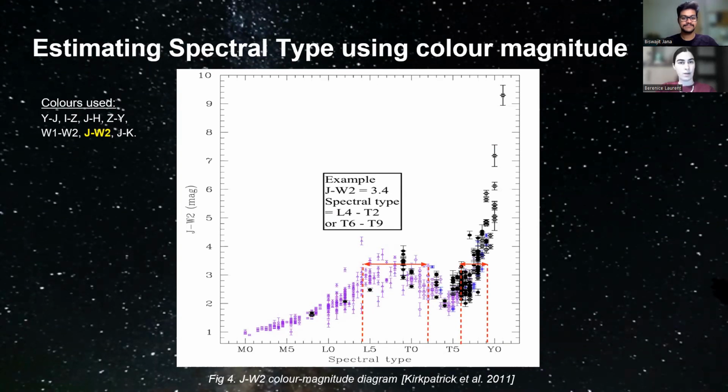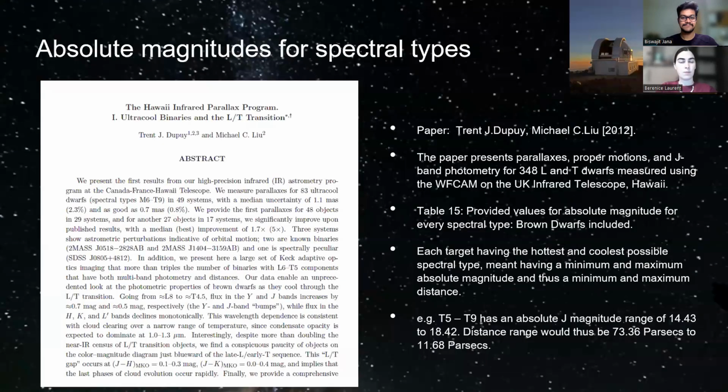We then go to another color diagram for a different color and repeat the process. In this example, for J minus W2, we can see that there is a dip here, which results in two possible spectral ranges. The trend looks different. We would then estimate the spectral range for 7 different colors for each of our targets, and we then determine the most likely spectral range based on which spectral types are most common across the different colors. The absolute magnitudes for the spectral types were estimated using values provided by a paper, titled on screen. Since spectral types have a range, a minimum and maximum absolute magnitude was given to each target. The distance modulus and then distance in parsecs was calculated for each target. Each target ended up having two different values for distance.